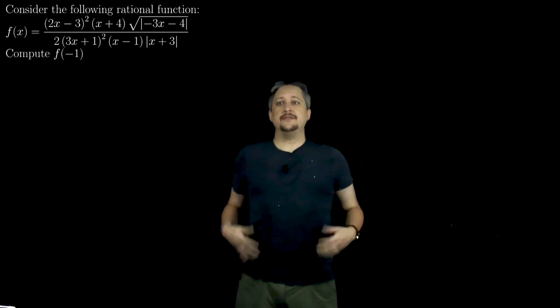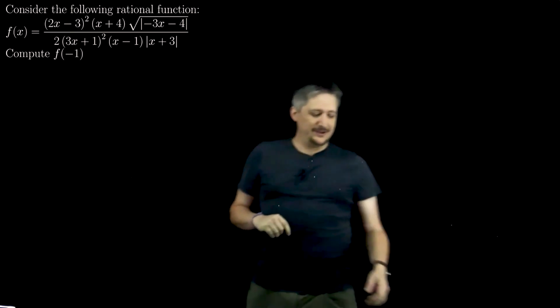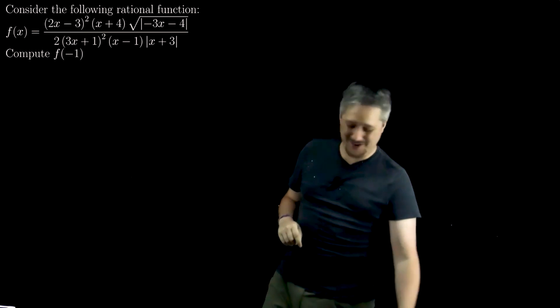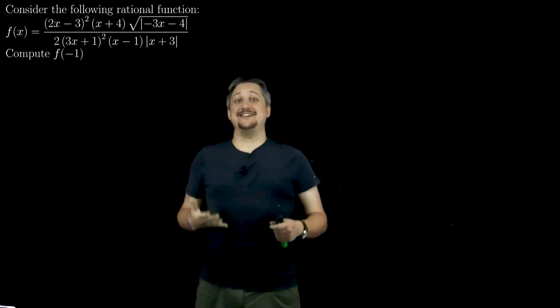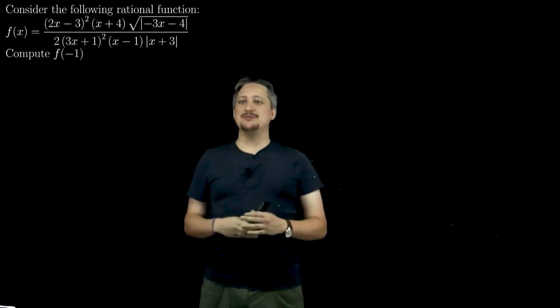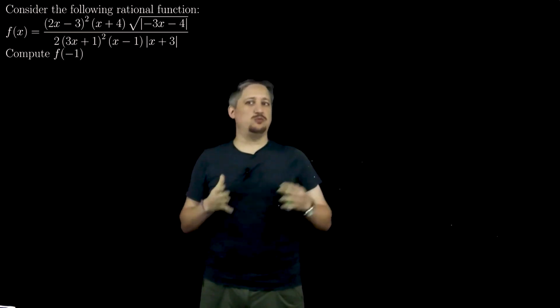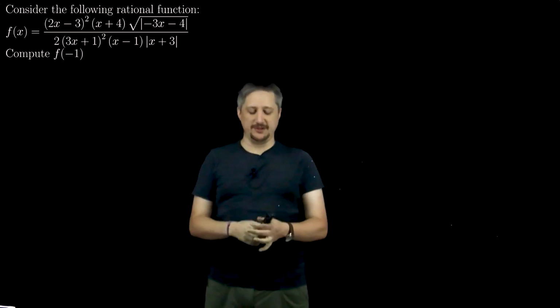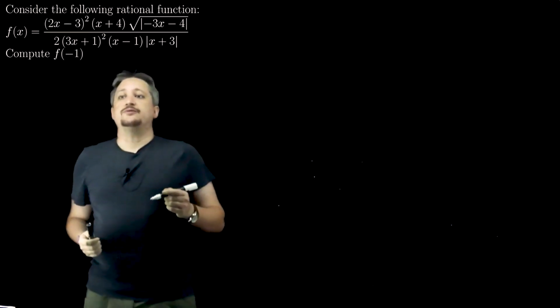Hello. So in this video, we are calculating a rational function. As is often the case, looking at this, it's kind of intense, right? Lots of terms. So just tackle it one at a time, plugging in the x value, the -1. Wherever we see an x, just one term at a time. Don't get intimidated. All right, so let's roll.